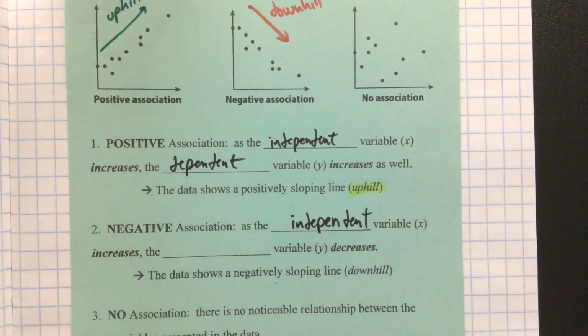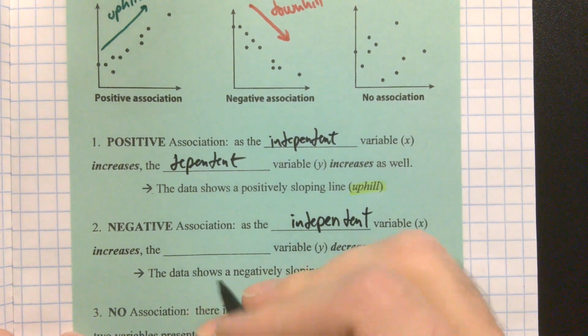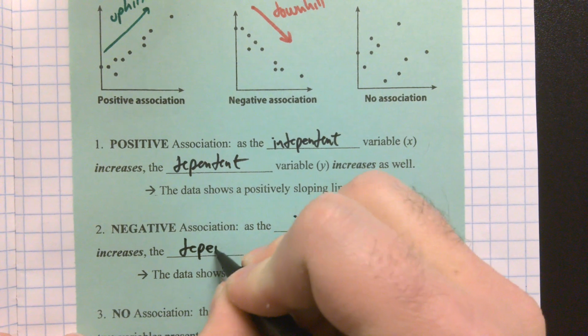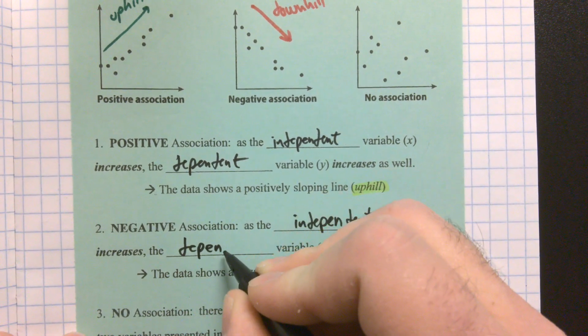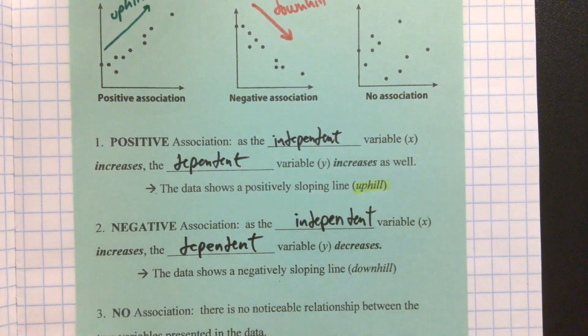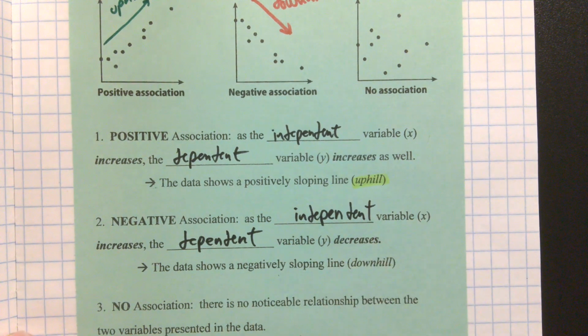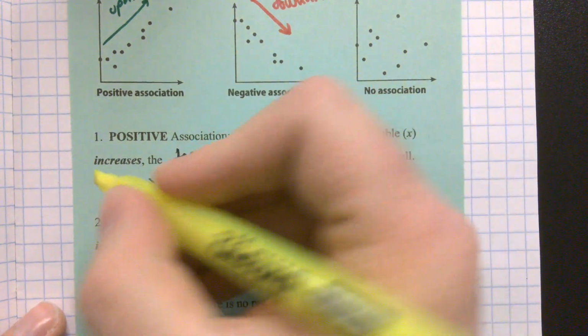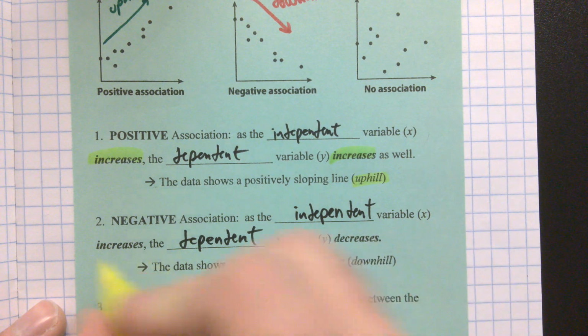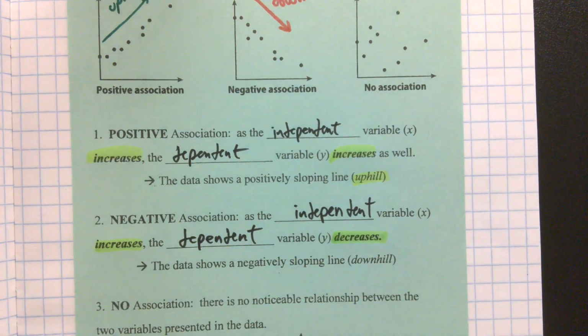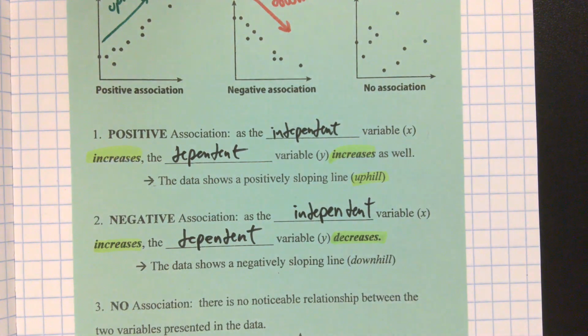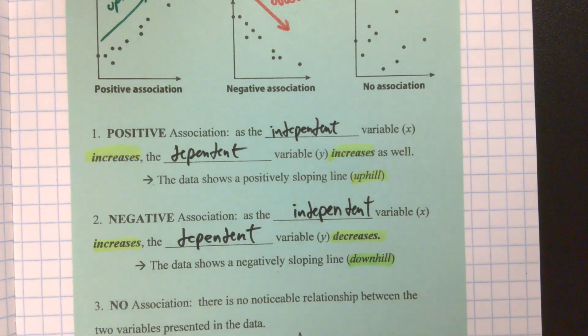independent variable increases, the dependent variable y, why is this so hard to spell? Dependent variable y decreases. Go ahead and highlight all those increase, decreases there. Like we said, we're going downhill with a negative association.